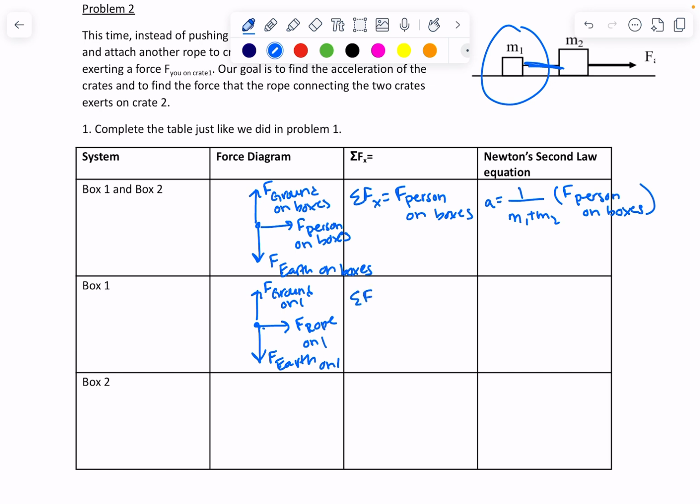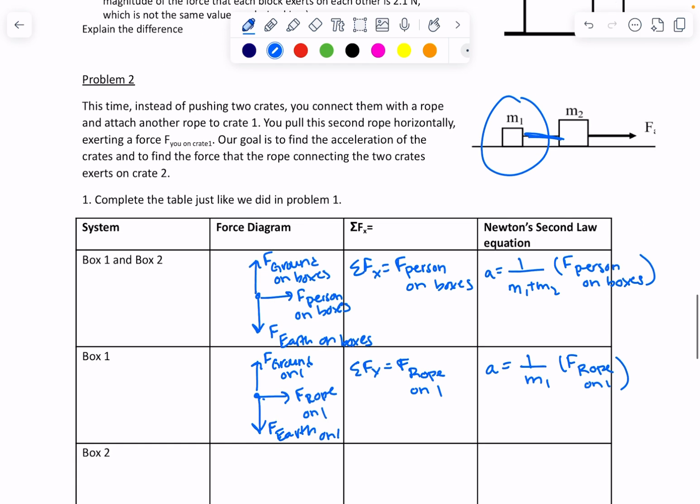So our sum of the forces in the x direction is force rope on 1. So our acceleration equation is 1 over m1, because that's our object of interest, times force rope on 1.